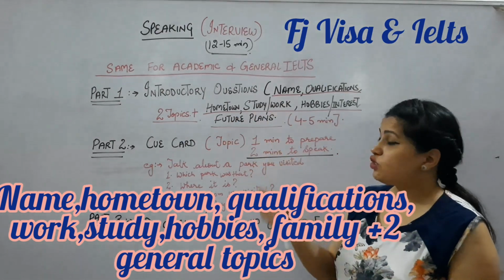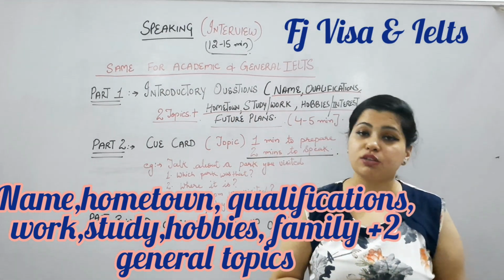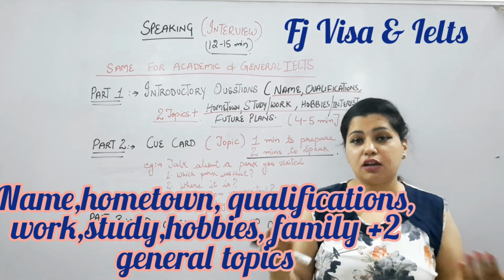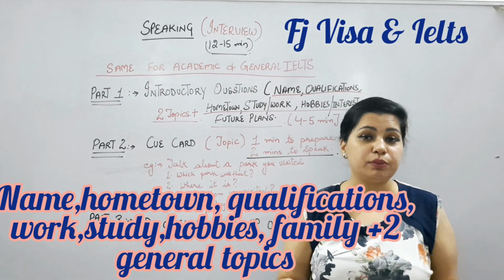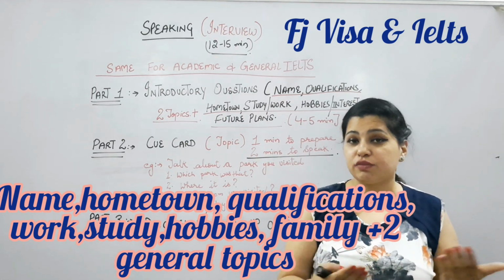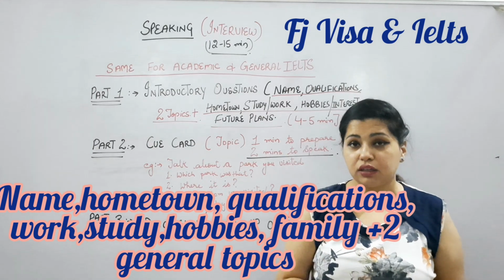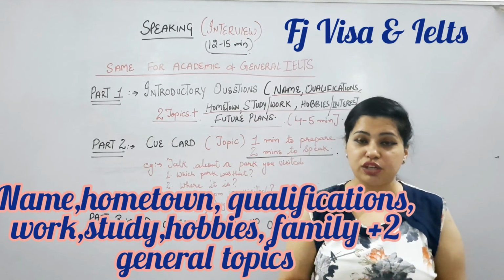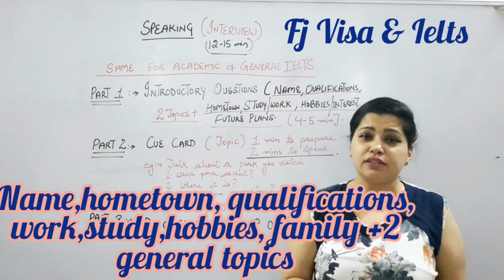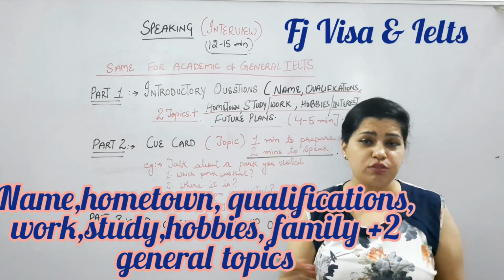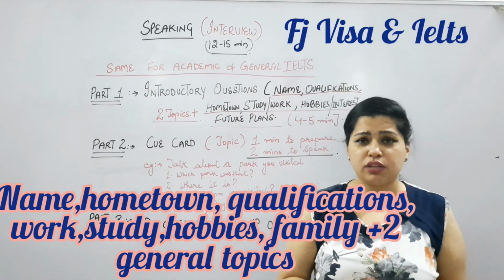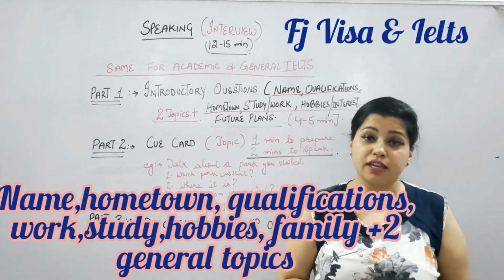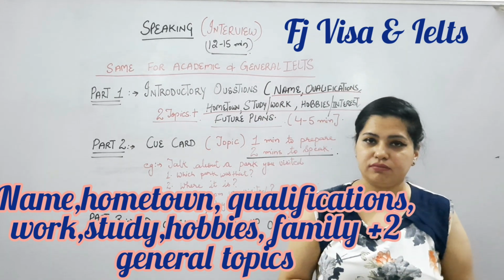So what type of questions are asked? Firstly, the examiner will ask your name and he will check your ID, that is your passport. After that, he will ask you a couple of questions. If you are a general candidate, it would be about your work. If you are a student, it would be about your study, your qualification, your previous education, your future plans, your hobbies, the place where you have come from, these type of questions. So they are a bit easy and you can practice them very easily. You are well aware of the things that are connected to yourself.